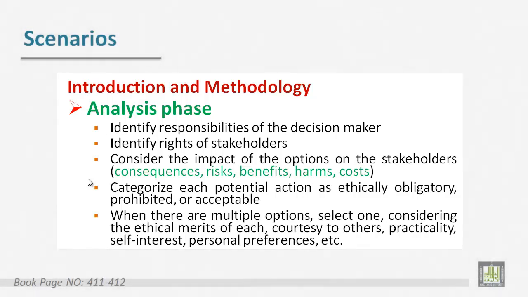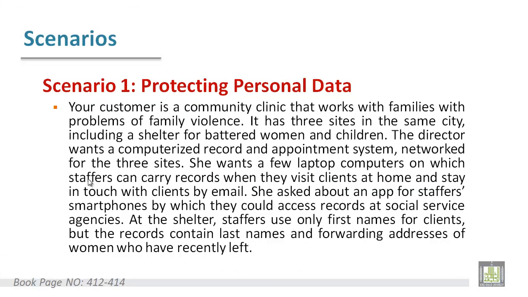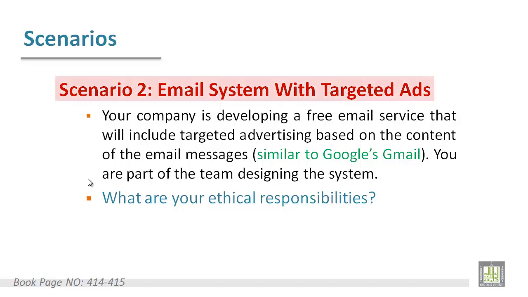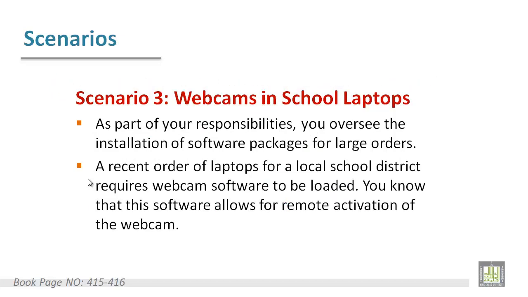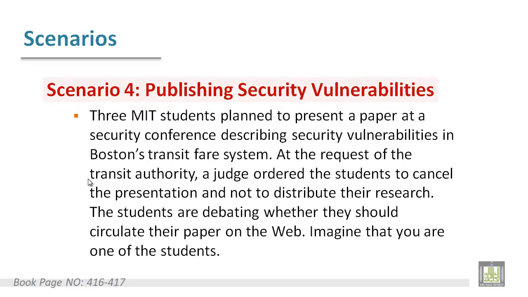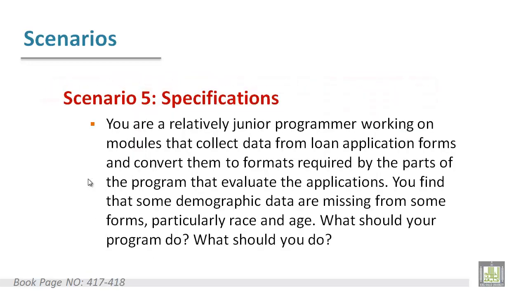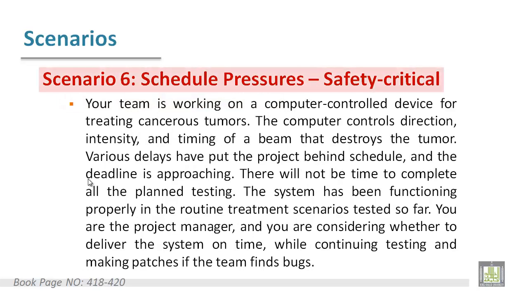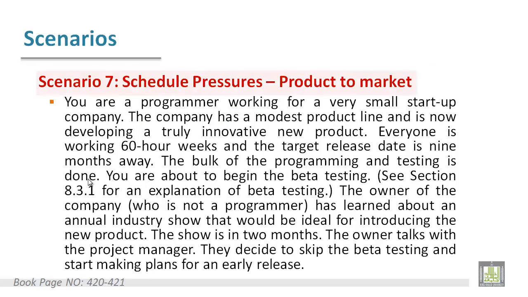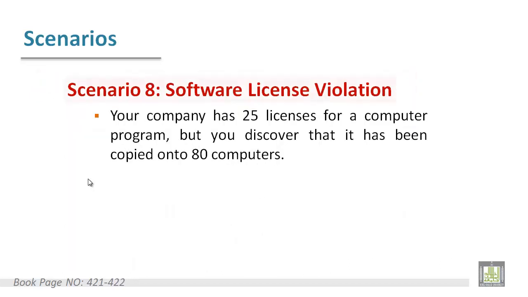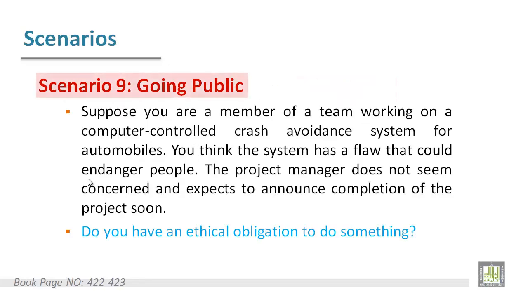personal preferences. In the following, you have about 15 scenarios. Each scenario talks about some case. We're gonna go through them and we will discuss one of them. The first scenario is protecting personal data. Scenario 2, email system with targeted advertisement. 3, webcams in school laptops. 4, publishing security vulnerabilities. 5, specifications. 6, schedule pressure, safety critical. 7, schedule pressures, product to market. 8, software license violation. 9, going public.